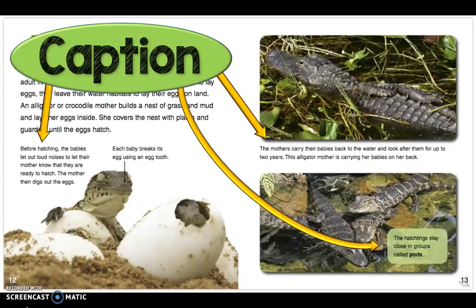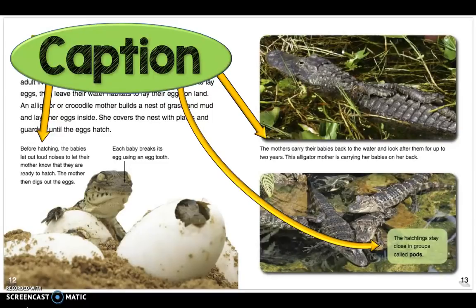So this first caption above the eggs says, before hatching, the babies let out loud noises to let their mother know that they are ready to hatch. The mother then digs out the eggs. So this is a picture of eggs after they have made their loud noises and the mother has dug them up. The picture on the bottom right has a caption inside of the picture. It says the hatchlings stay close in groups called pods. You see, pods is an important word.